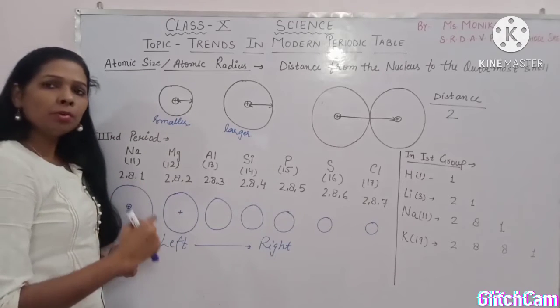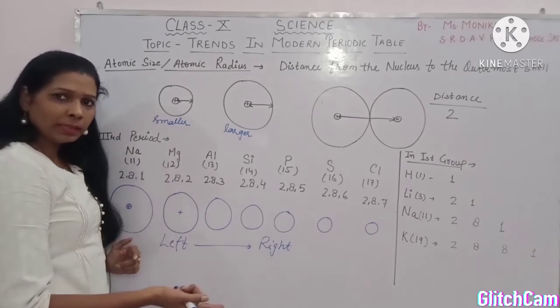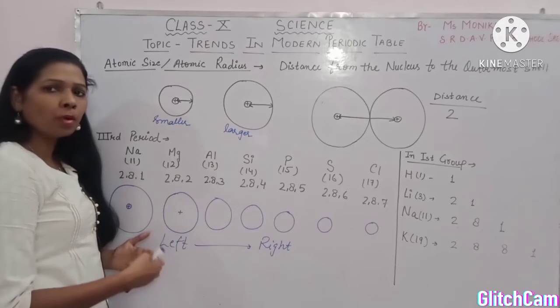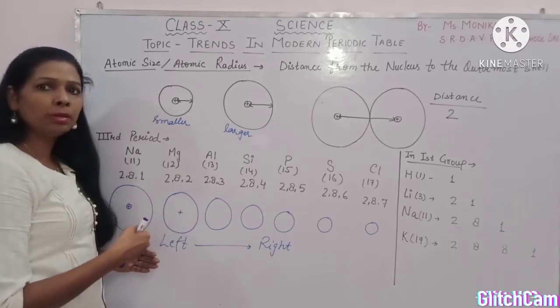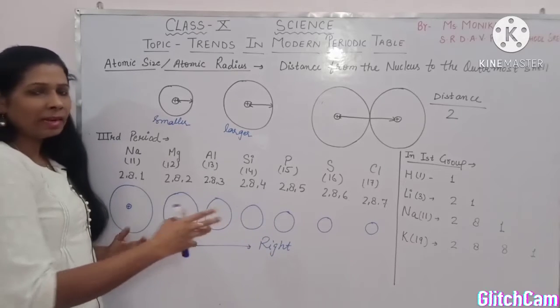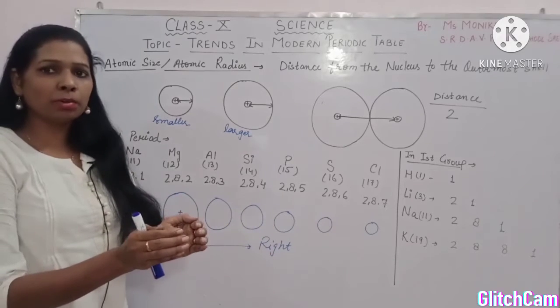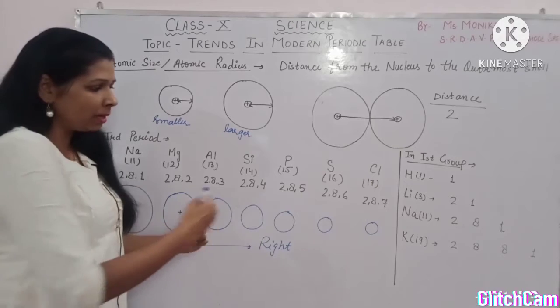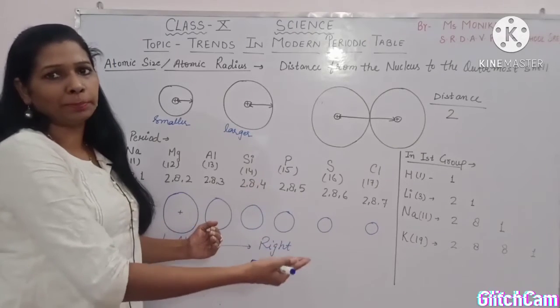because the nuclear charge increases, and hence the force of attraction through the nucleus to the outermost shell increases, and atoms start to shrink and become smaller and smaller.